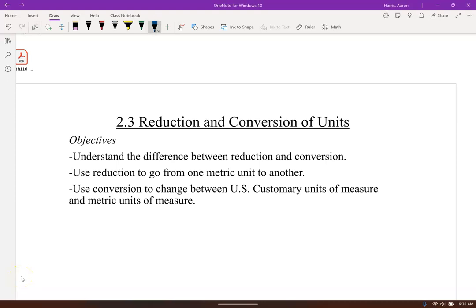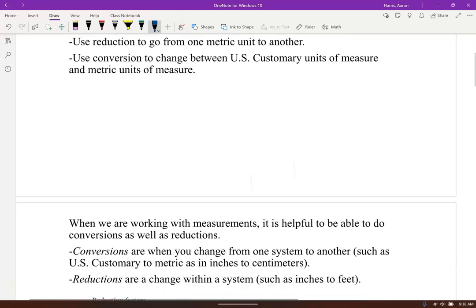So this section we have both reductions and conversions. Okay, so we'll talk about the difference between those, and we'll not only work with U.S. customary units of measure, we'll also work with the metric units.